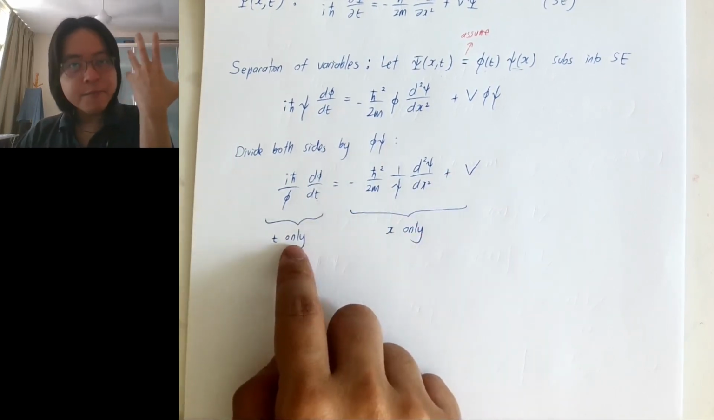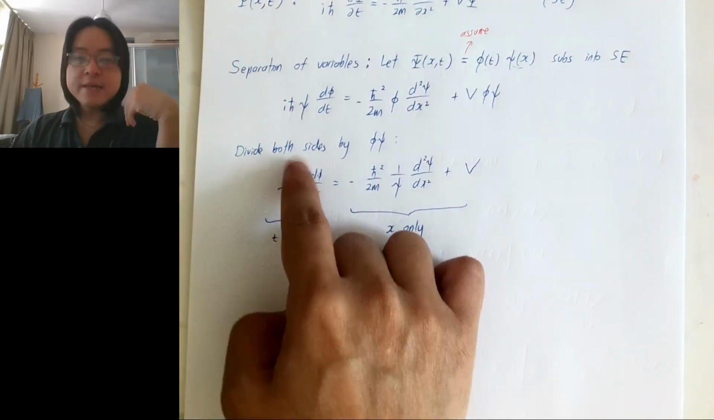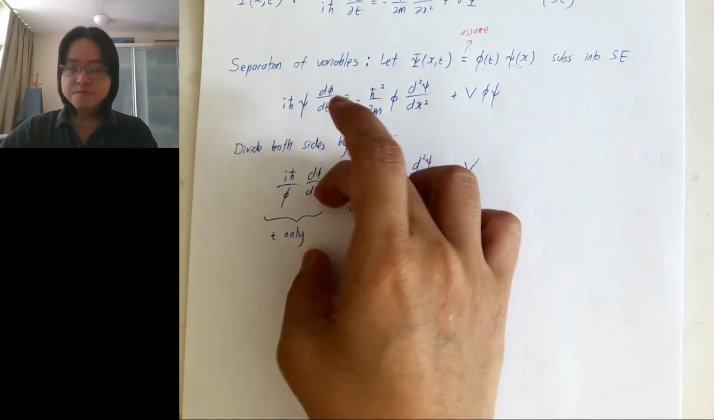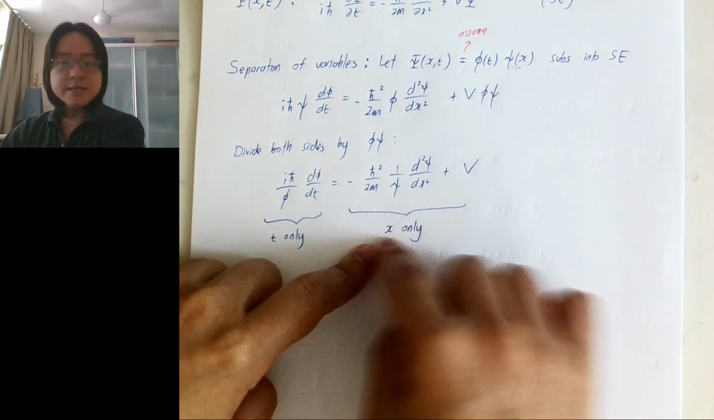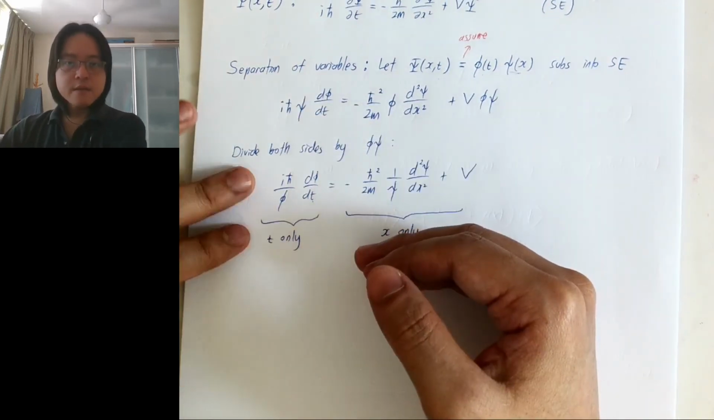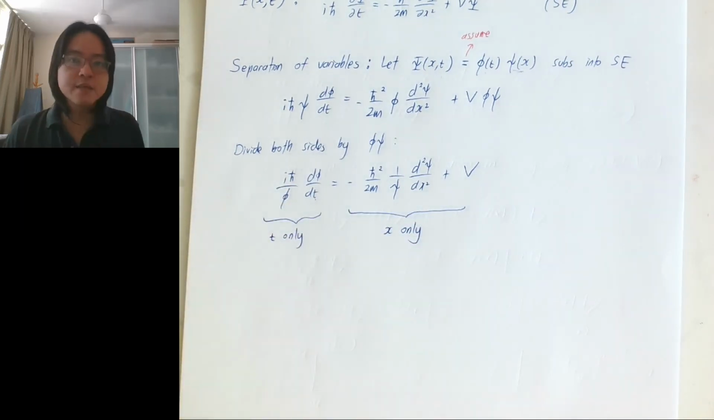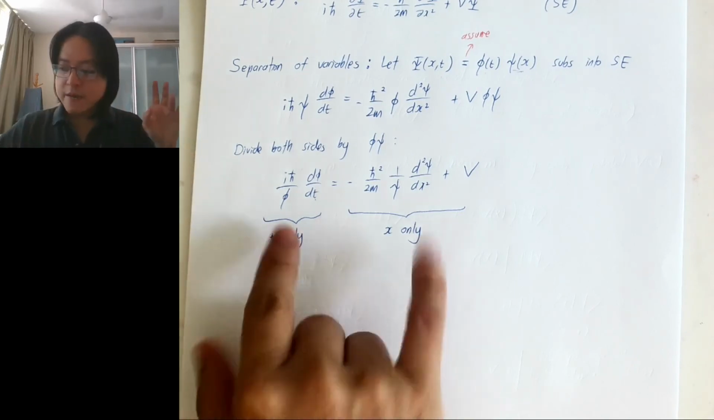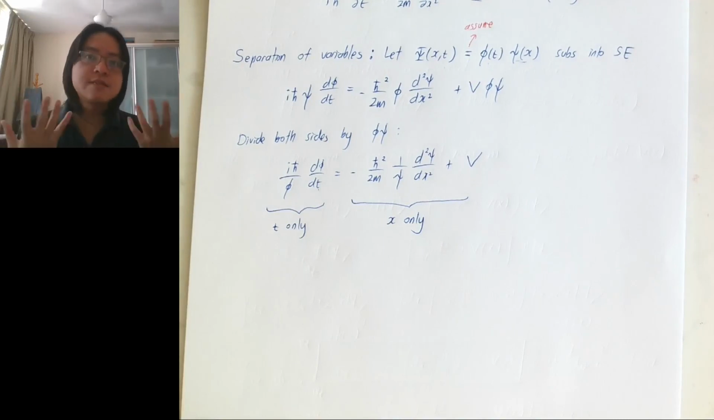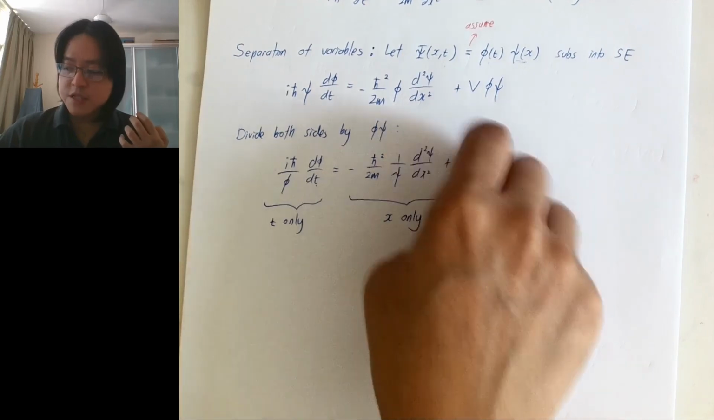So t is like a time, right? x is a position. So if something depends on t, that means a few seconds later it might change into something else, right? But the right hand side depends on x. So if the right hand side is a function of x, then a few seconds later, how can it still be the same function of x? So the only possibility for left hand side equals to right hand side is they are both equal to a constant, right? So this combination is a constant, this combination becomes a constant.